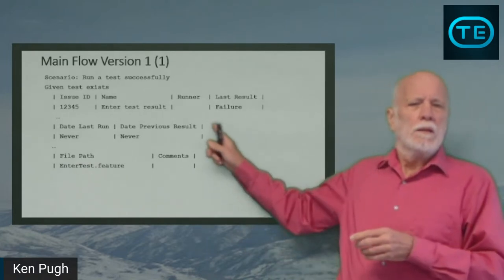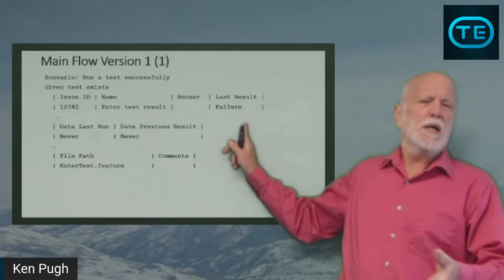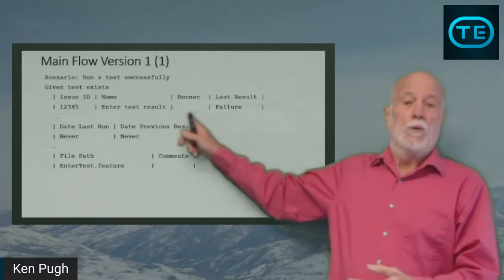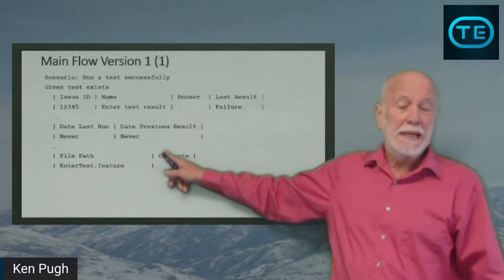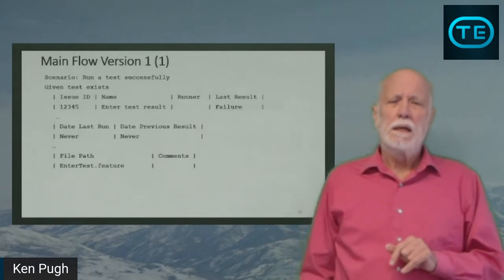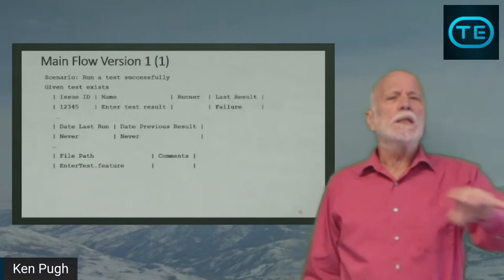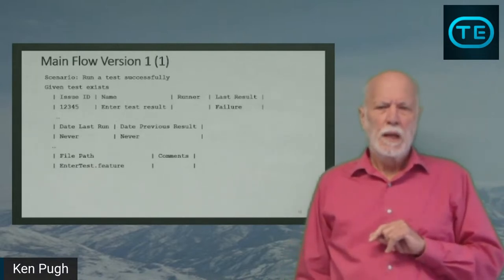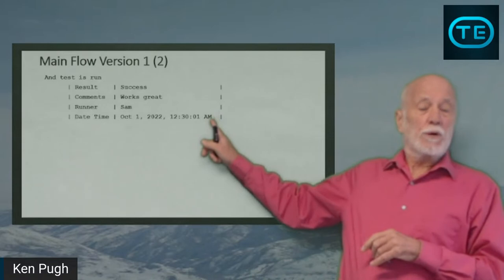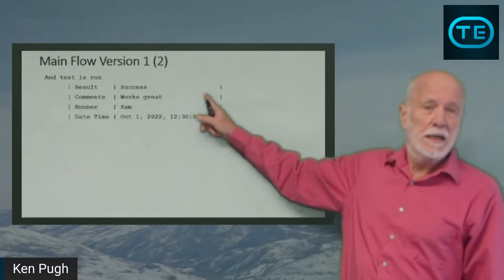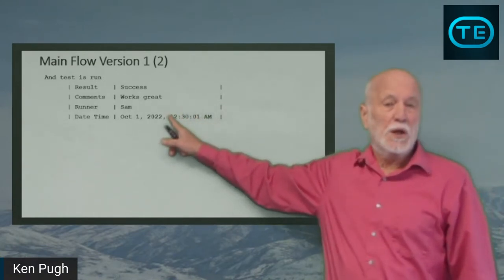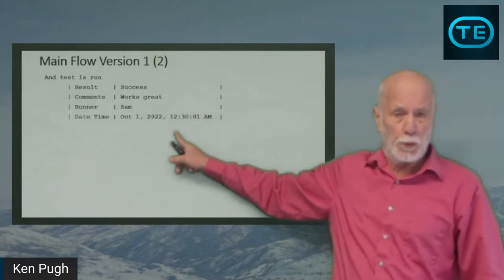So now, given that we have a test, and when we create the test for the first time, we're simply going to say, well, it never ran, and it's never been the opposite because it's never ran. Then we make sure that everybody agrees with this flow. And we're going to run the test. We get a result that says, yes, it's successful. The comment said it works great. Sam was the person who ran it, and here was the date and time on which it was run.